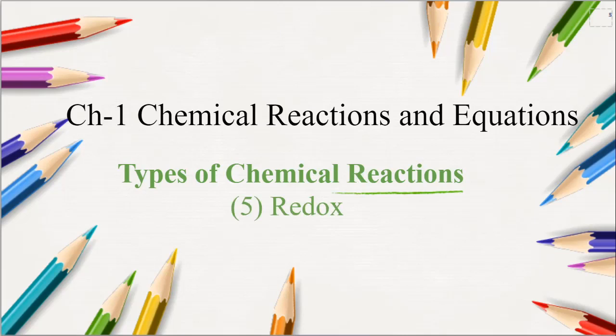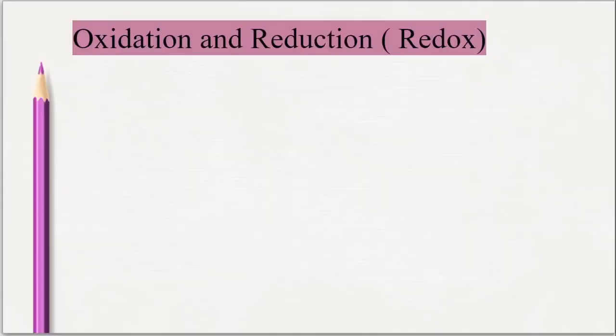Now what is redox reaction? And we can observe that it is also number 5. So it is connected with oxidation and reduction. So let us understand what is redox reaction. Oxidation and reduction, if both exist, then we can say that it is a redox reaction.